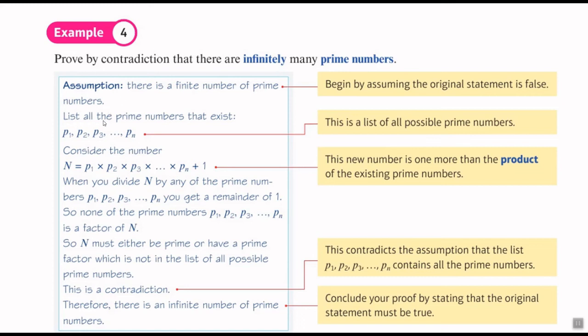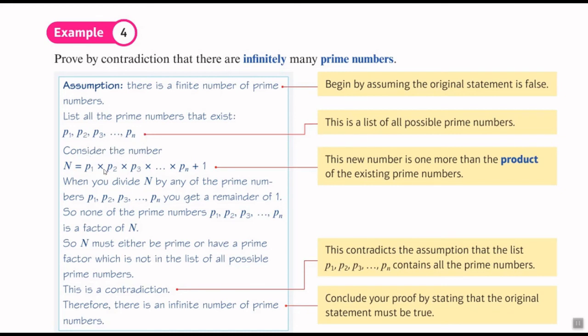So we can list all the prime numbers. Take p1, p2, p3 up to pn. So there is a finite number of prime numbers, so you can write like this up to n. So list all possible prime numbers.